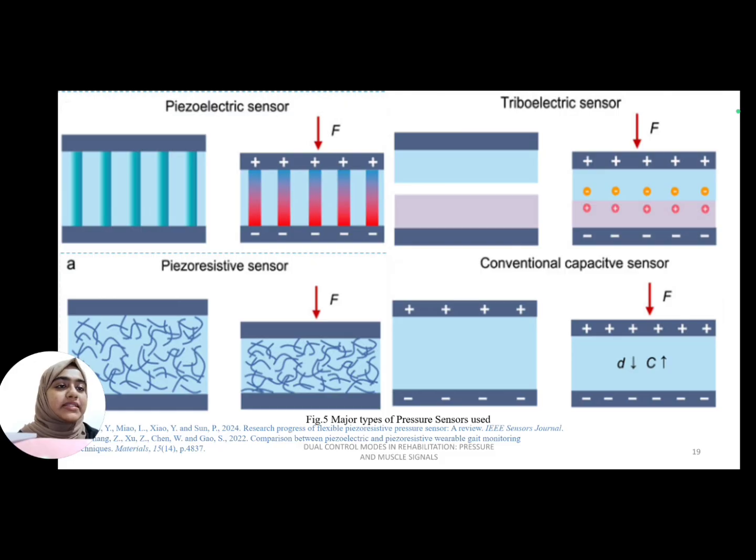Here the capacitance changes due to the change in plate distance. We have two conductive plates which are separated by a dielectric, and when a force is applied to the dielectric, it gets compressed, so the distance between them is reduced, and hence the capacitance increases. The major disadvantage of the capacitive sensor was that it is sensitive to humidity, and this led to the development of triboelectric sensors.